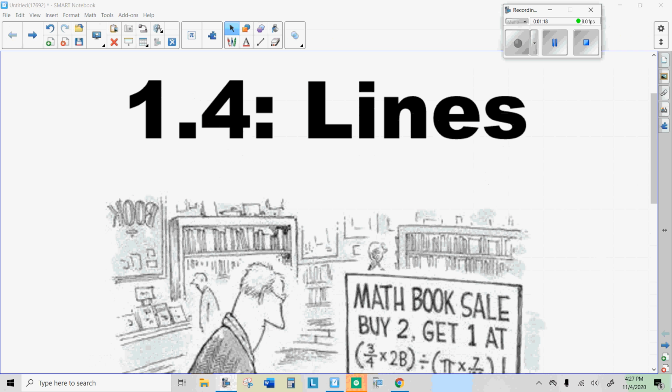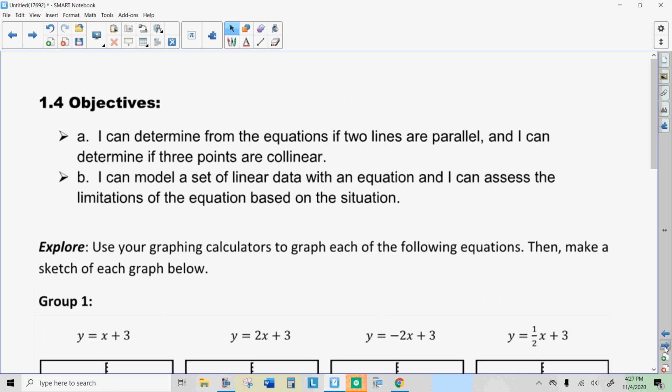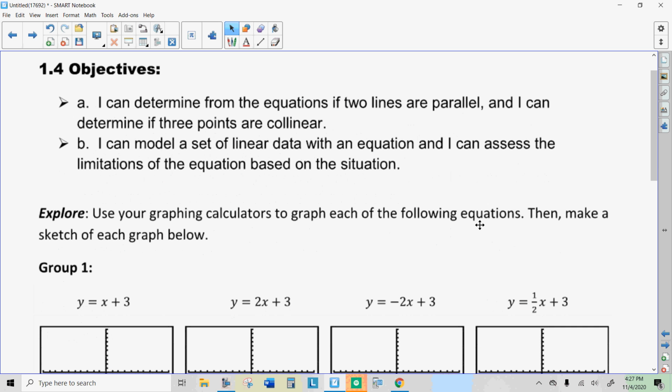All right, so what we're going to try to discover is some characteristics of lines and how we can just look at their equations and tell what's going to happen with those lines a little bit. This is just a place you can keep track of your quiz scores if you like. So first thing we're going to do is get comfortable with your graphing calculator, do some exploring.